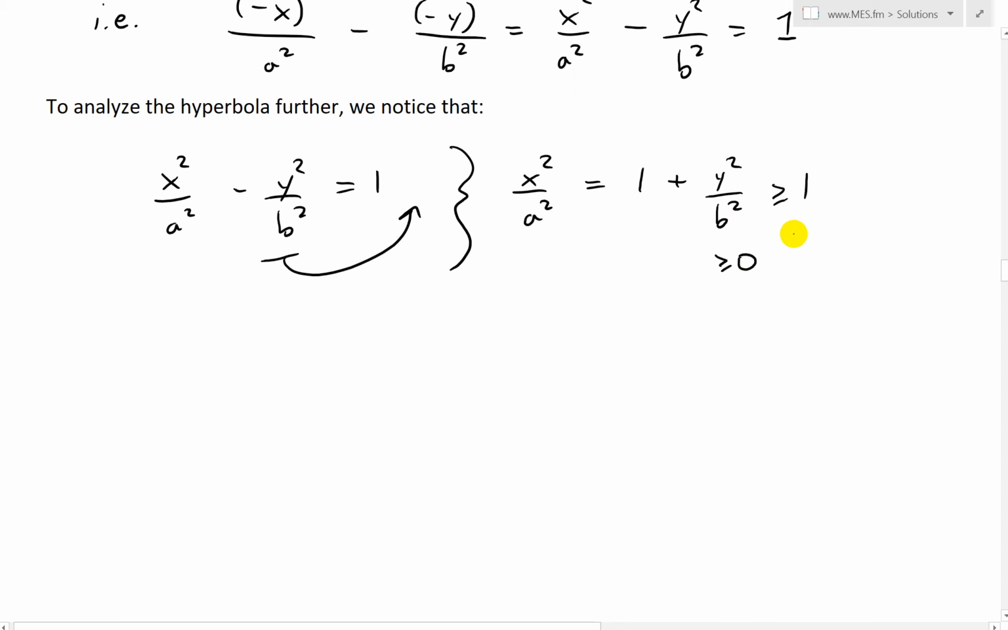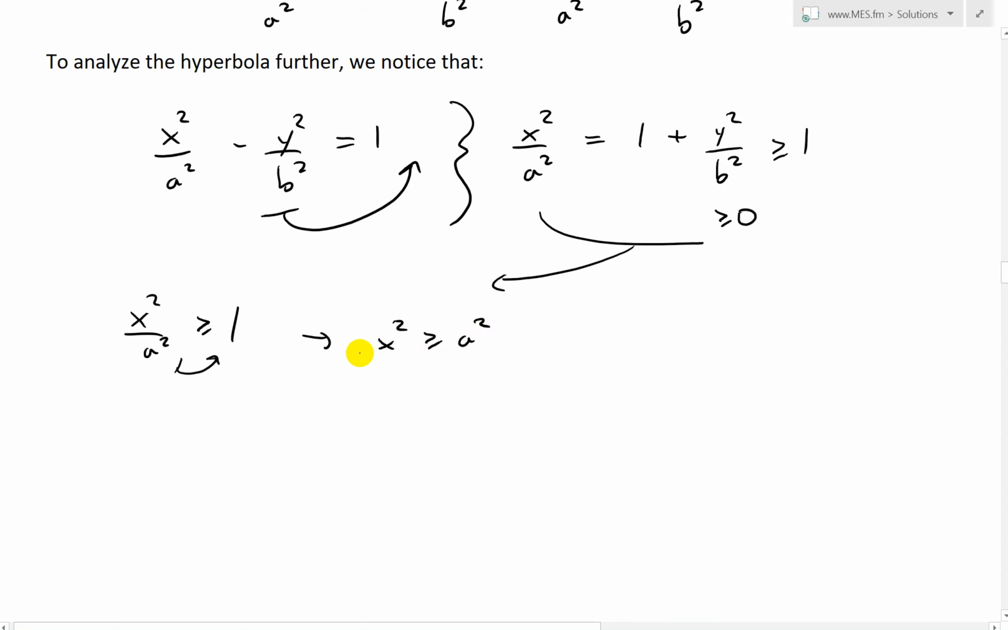So it's greater than or equal to 0, so then what we end up having is, move this down here, x squared over a squared is greater than or equal to 1. Now we can move this a squared to this side, so what we end up getting is x squared is greater than or equal to a squared.